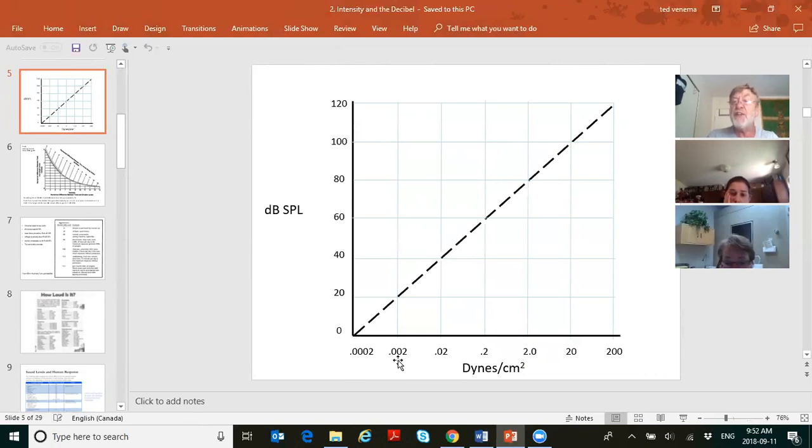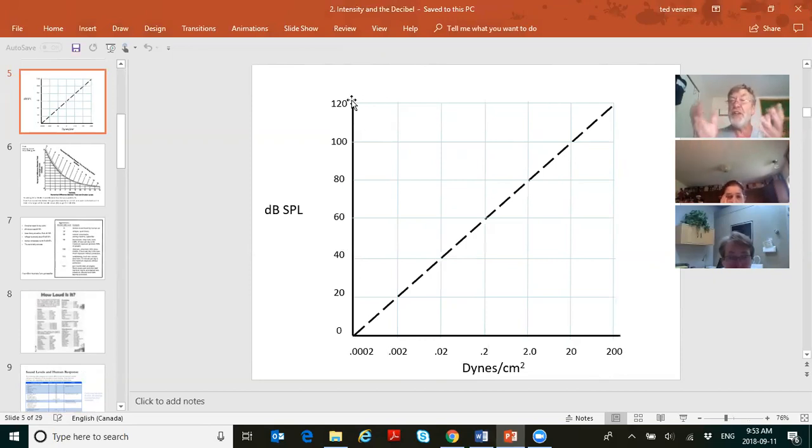And if the pressure was increased by tenfold, now you've got one less zero. Now you're at 0.002. 0.002 has 10 times as much pressure as 0.0002 does. So when the sound pressure against the eardrum was 0.002 dynes per centimeter squared, they called that 20 decibels SPL. And when it was 0.02 dynes per centimeter squared, they called that 40. Do you see the trend here? Every time you increase the pressure by a factor of 10, you go up 20 decibels. So by the time you're at 200 dynes per centimeter squared, you're at 120 decibels.